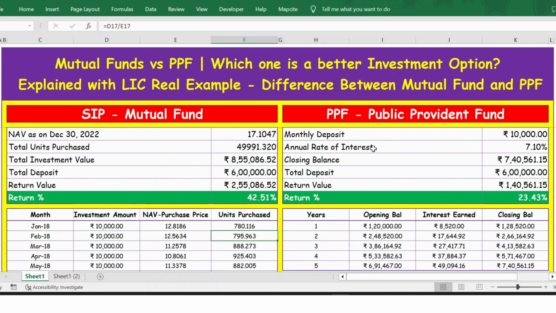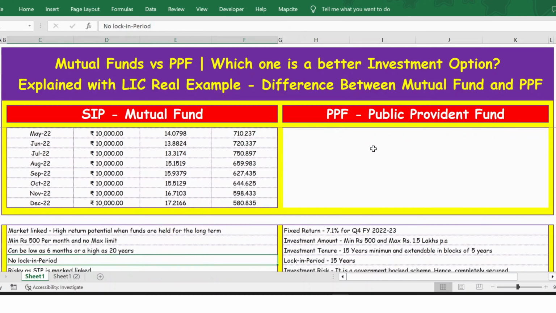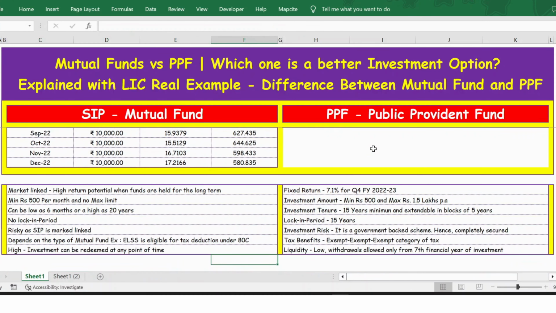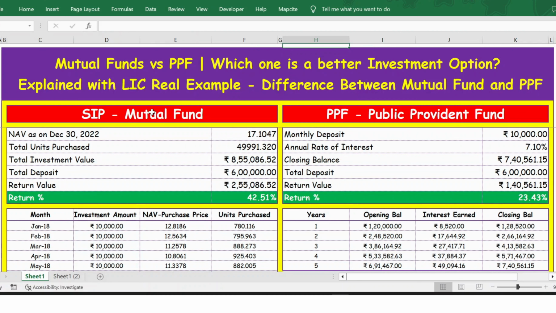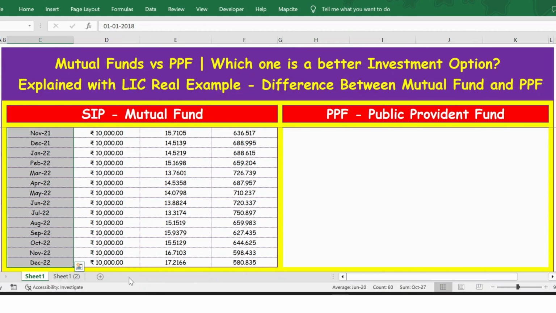We have the entire table here. Let's go through it in detail. And also we have the differences between PPF and the mutual fund. So before we go through these differences, first let's go back to the calculation and understand how it is calculated. Let's start with the SIP mutual fund, and this is for a total of 60 months or 5 years.